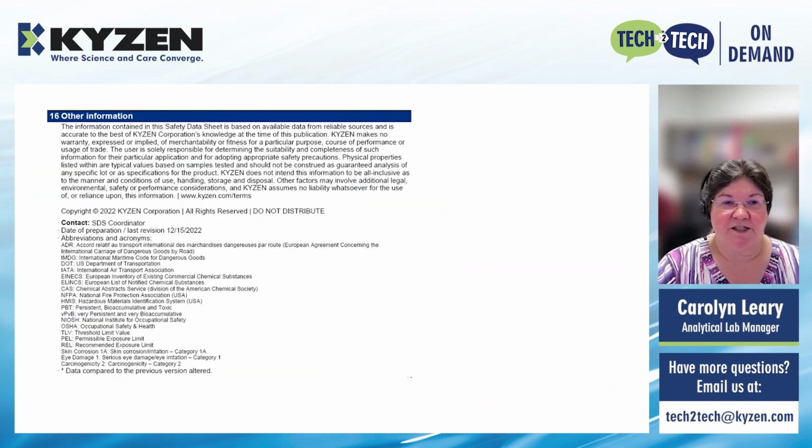And lastly, Section 16 has other information. We provide a disclaimer and information on the revision. There's a list you'll see of abbreviations and acronyms, and it talks about how in our document, changes from a previous revision are noted by an asterisk at the section where that change was made.